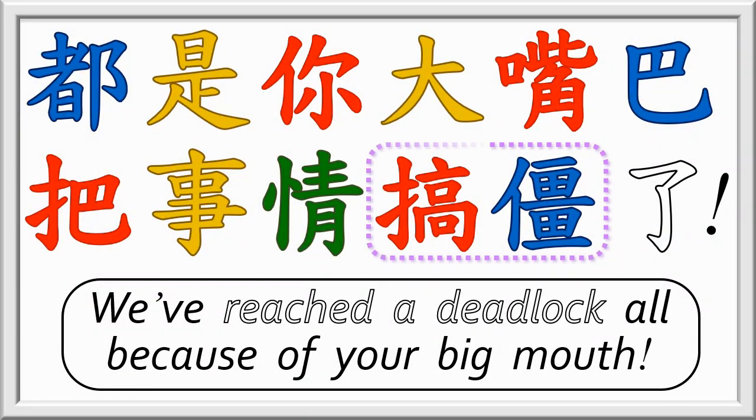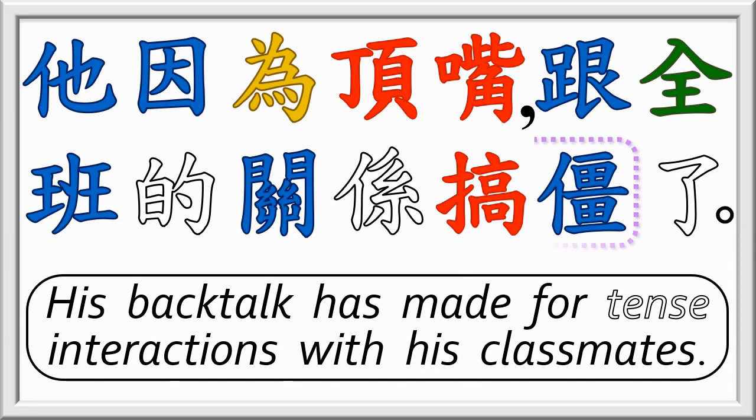If referring to negotiations, 搞僵 and 弄僵 mean the situation has come to a stalemate or a deadlock. 都是你大嘴巴把事情搞僵了。Your big mouth has brought the situation to a deadlock. 他因为顶嘴，跟全班的关系搞僵了。His backtalk has made for tense interactions with his classmates.